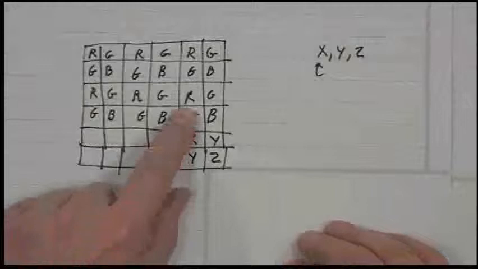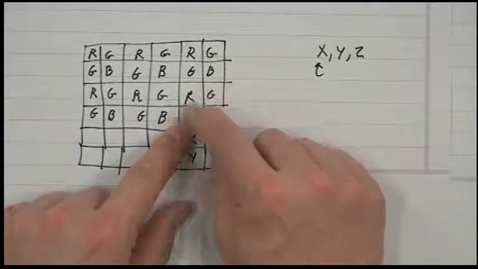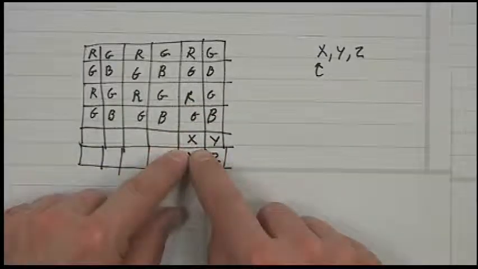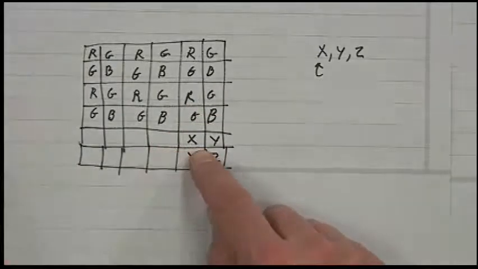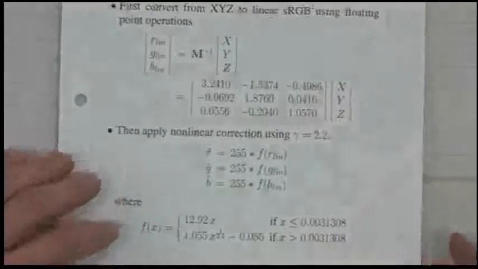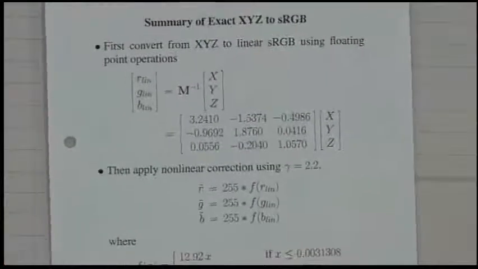So, okay. Now, another thing that comes up is a very interesting problem. When you take the camera, the problem is you need RGB values at every position. So you have to interpolate these. That's called color demosaicing, right? And that's also an active area of research. Okay, so the exact XYZ to sRGB.